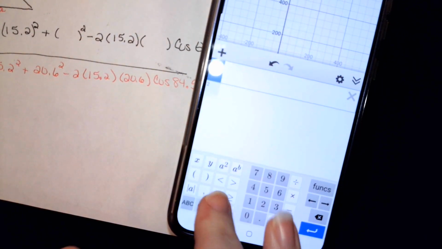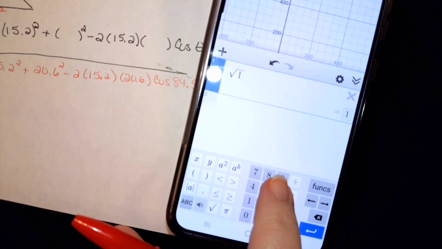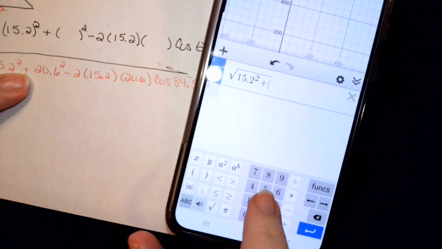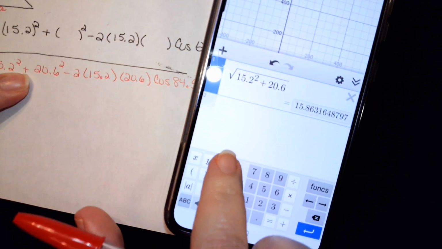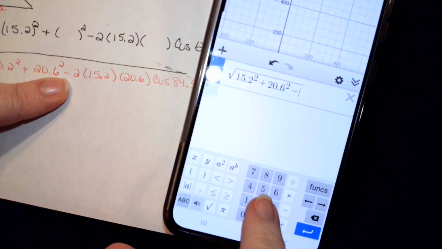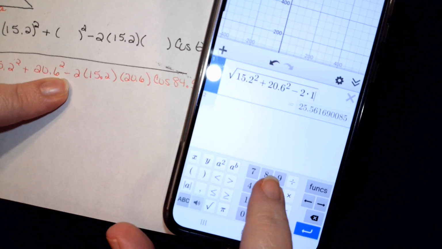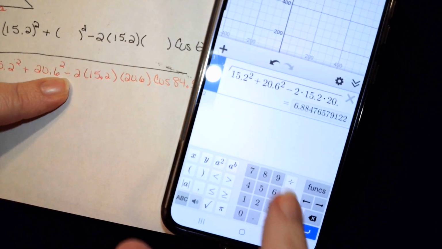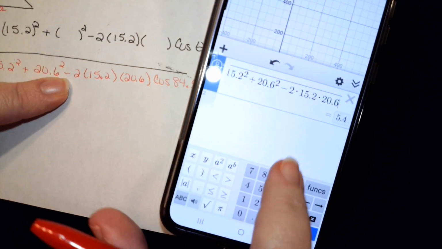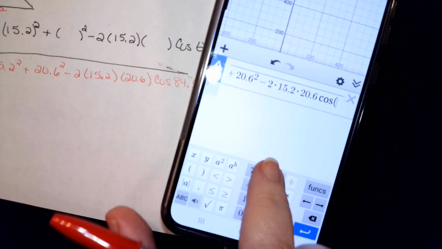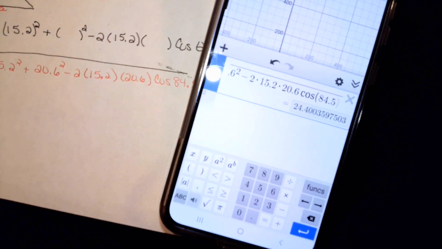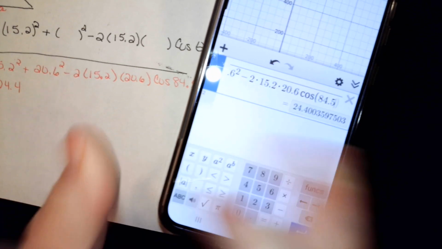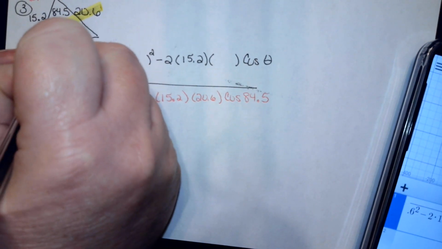Alright, so we got the square root of 15.2 squared plus 20.6 squared minus 2 times 15.2 times 20.6 times the cosine of 84.5. Alright, so we get A is approximately 24.4. So step 1 was to find that missing side.